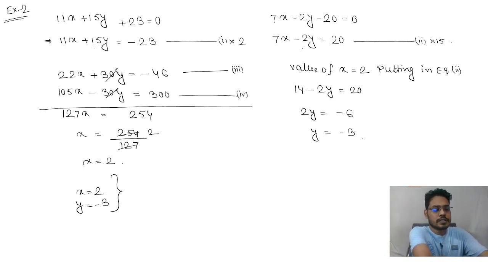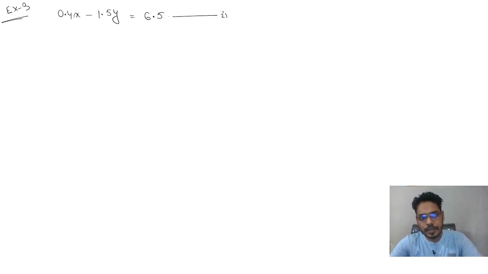Now if these equations are given in the form of decimal numbers, what will be the answer and what will be the method to follow? The same. For example, in example number 3, it is given that the first equation is 0.4x minus 1.5y is equal to 6.5. That is equation number 1. And then it is given 0.3x plus 0.2y is equal to 0.9. That will be equation number 2.